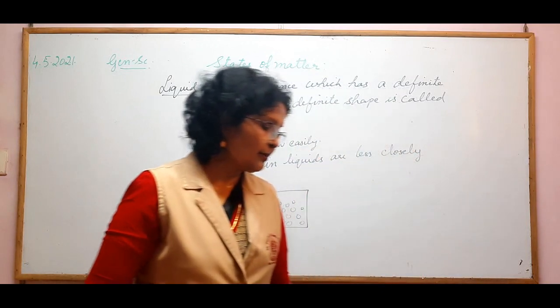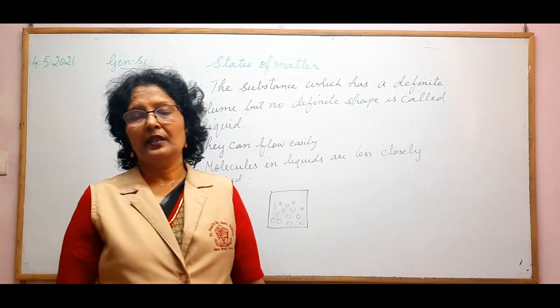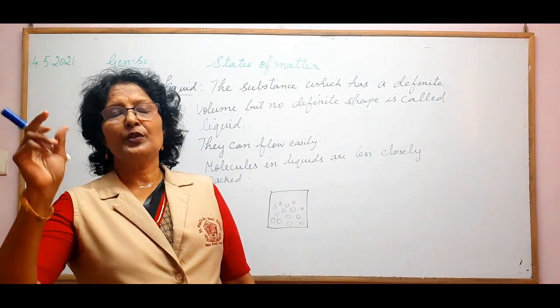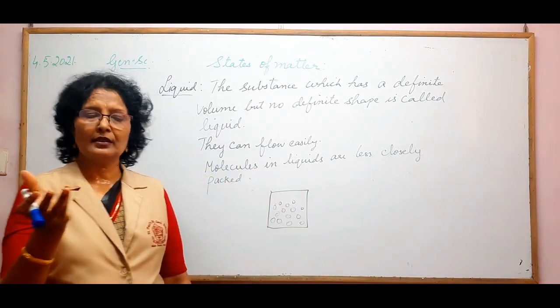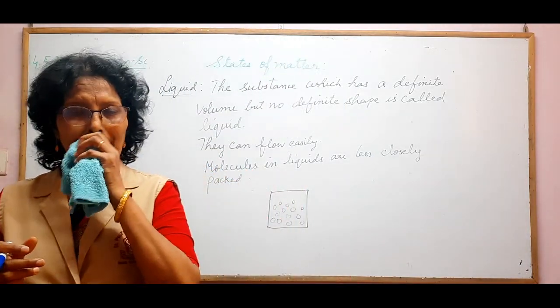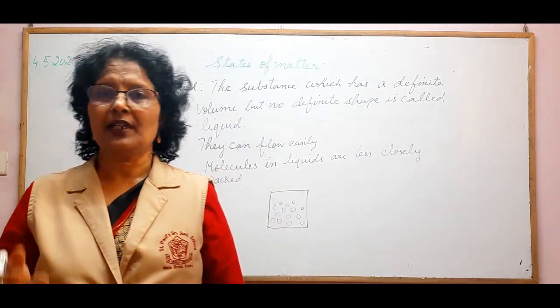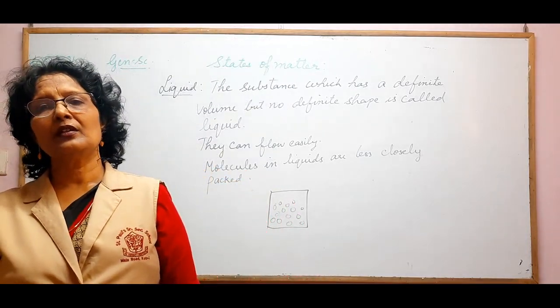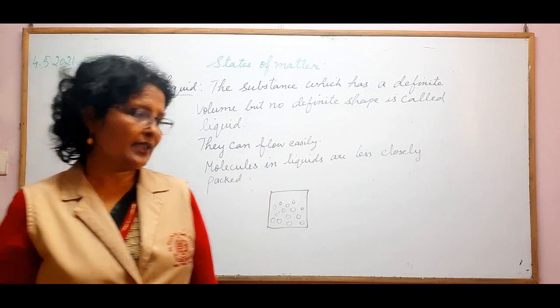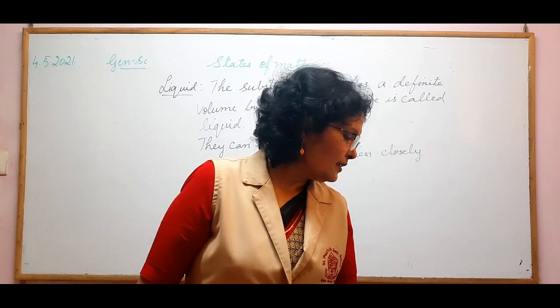No matter what shape a particular amount of liquid may take, its volume remains the same. Okay, a glass of water, you pour it in a plate, the volume of water will remain the same, but the shape changes. Again, same water, you put it in a beaker or a flask or a bottle, it takes the shape of that container. Is that clear?